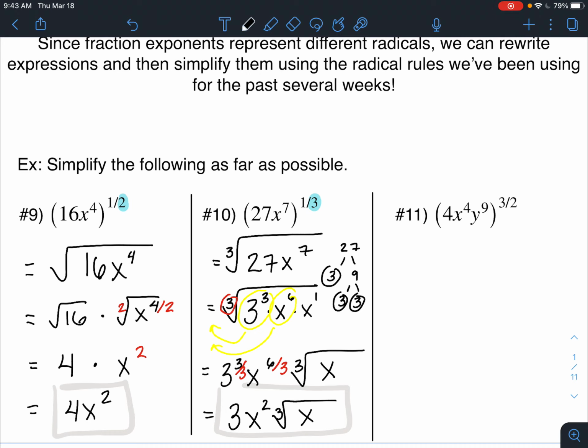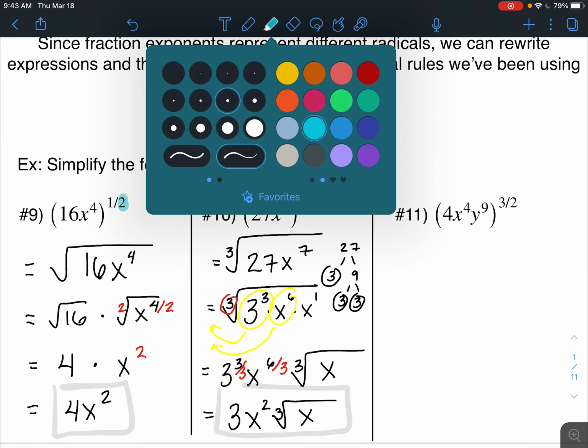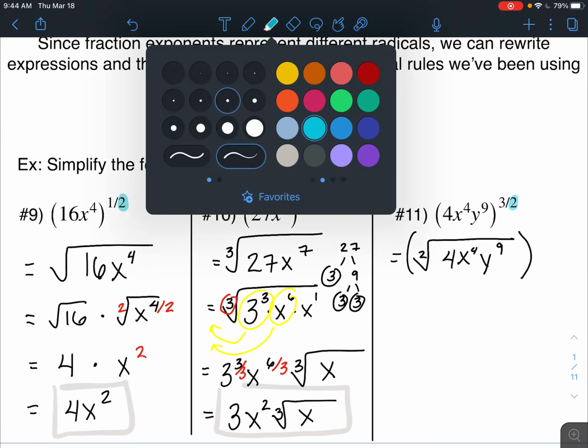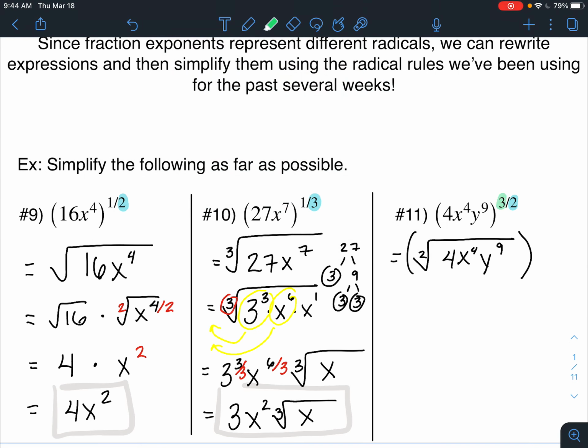Okay, so the difference in this one is that we have a 3 in the top. The 2 in the denominator tells us that we have a square root. So I have a square root, put the 2 there for us, of 4x to the 4th, y to the 9th, and then I'm going to put that whole thing in parentheses, and that top power is going to be the power on the outside.